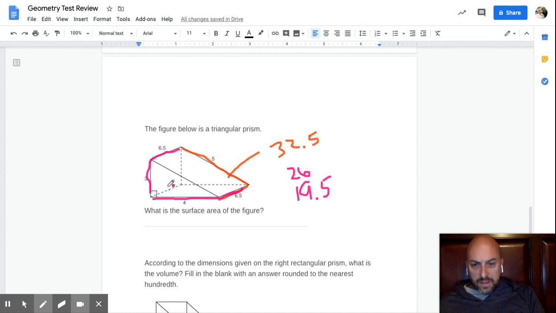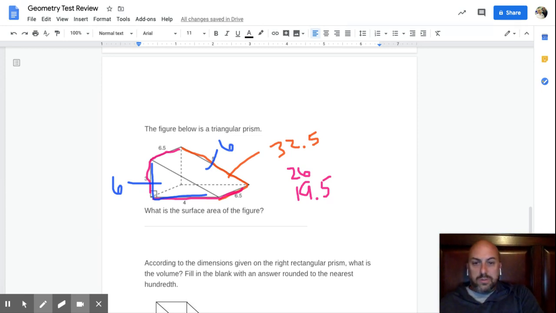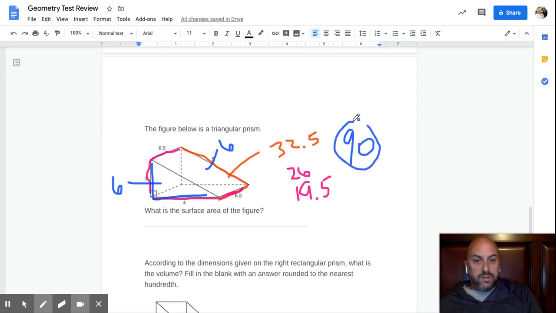Okay. And then lastly, we have the triangle right here. And the triangle is base times height divided by 2. So 4 times 3 is 12, divided by 2 is 6, but there are 2 triangles. So I'm going to just add all that up. 6 plus 6 plus 32.5 plus 26 plus 19.5 equals a surface area of 90 units squared for this triangular prism. Okay, so surface area, a lot like the other objective, break it down into the shapes that you know.